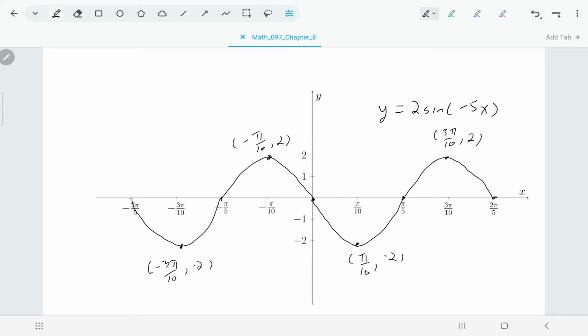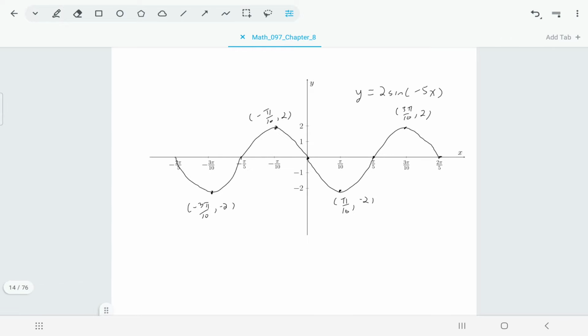There we go. That's our sine graph. It's been stretched vertically by a factor of 2. It's been compressed horizontally, and there we go. 2 cycles, and we're finished.